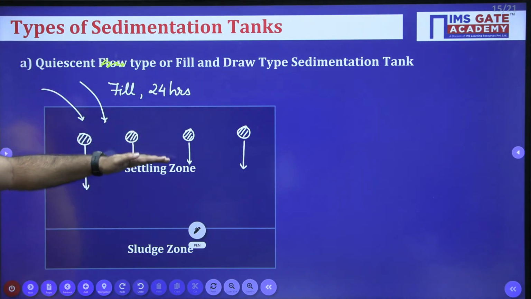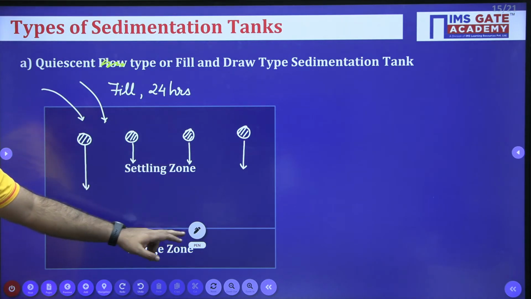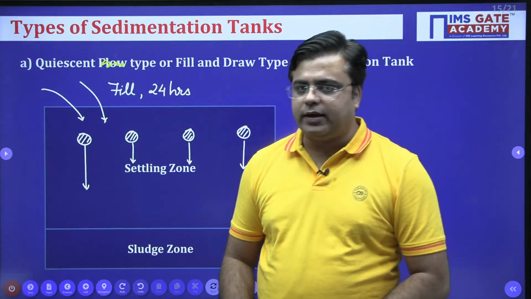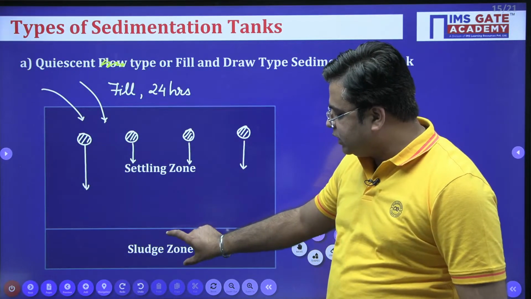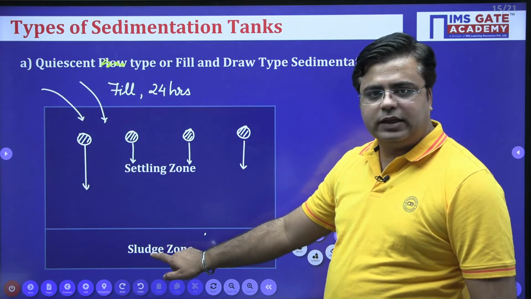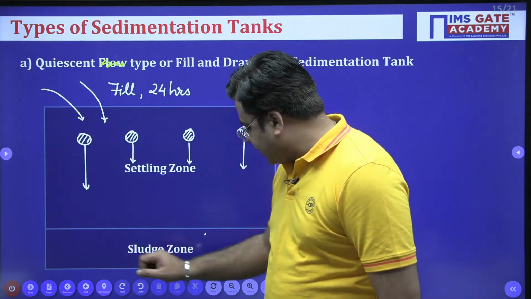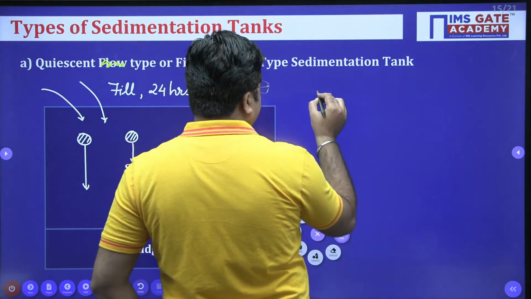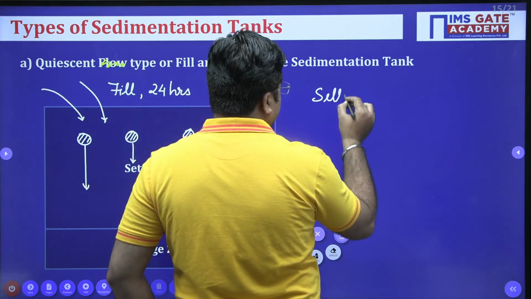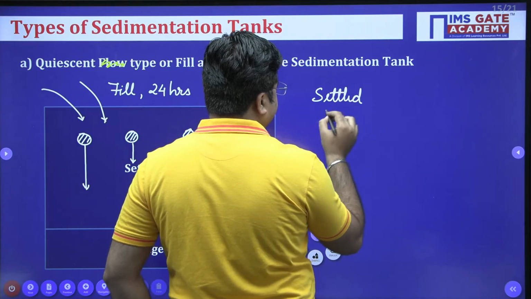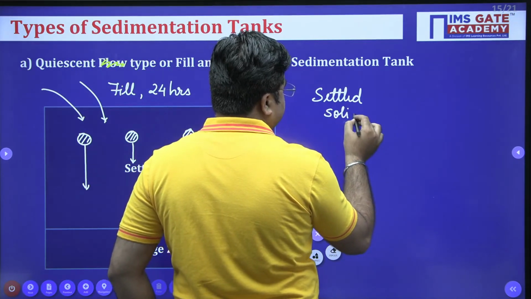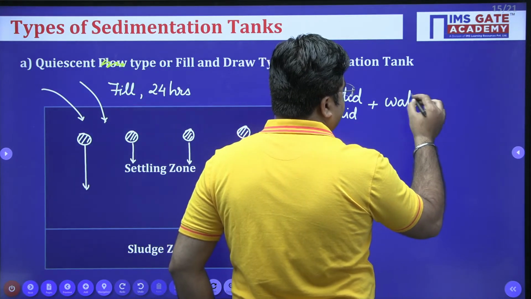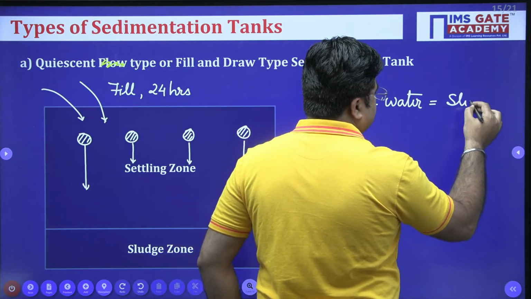And these solids are collected in the sludge zone. These solids, when they reach the bottom of the tank, form a mixture with water which is known as sludge. So the settled solids plus water form sludge. So what is sludge?